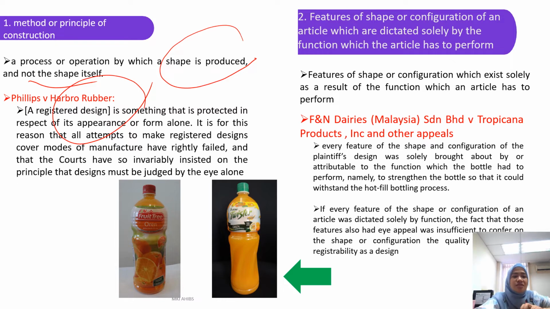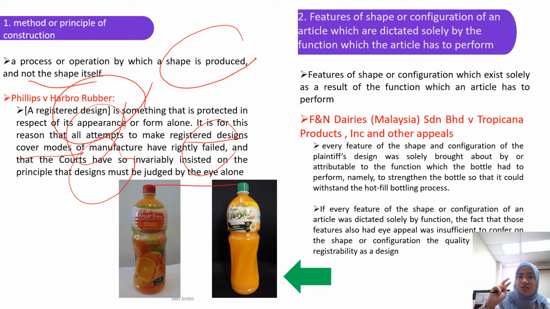So it is for this reason that all attempts to make registered design cover modes of manufacture have rightly failed, and that the courts have so invariably insisted on the principle that the design must be judged by the eye alone. So that's why in the case of Phillips and Harbro Rubber, the court insisted that under ID we are protecting the appearance. So any attempt to protect the method or the process cannot be protected under ID. Right, so that is the first exclusion.